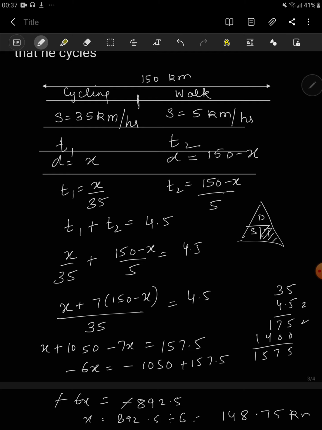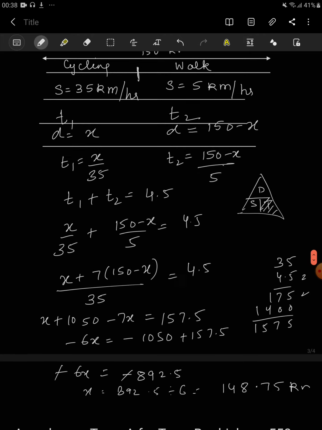That is only 1.25 kilometers he walks. That's how we get the answer. Let me take one more example for you.